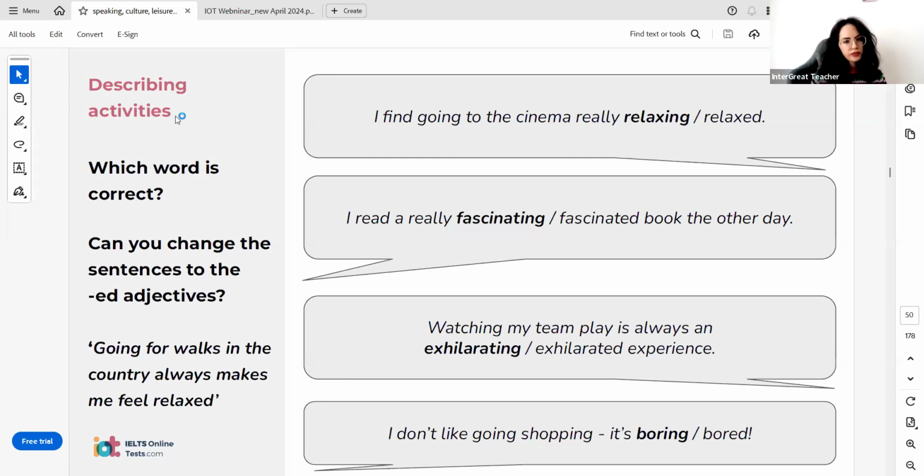Very good. Tell me about shopping now. It makes me bored. Shopping makes me bored. I feel bored when I go shopping. I am bored by shopping. I feel bored. Exactly. Okay. So you get the idea.